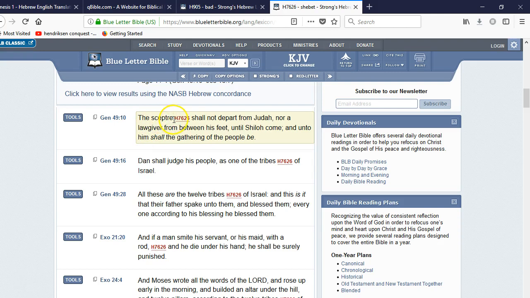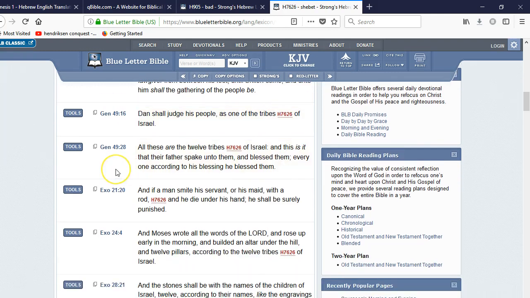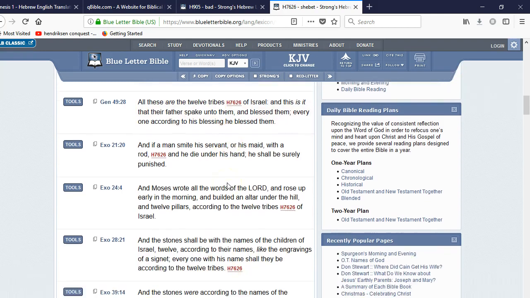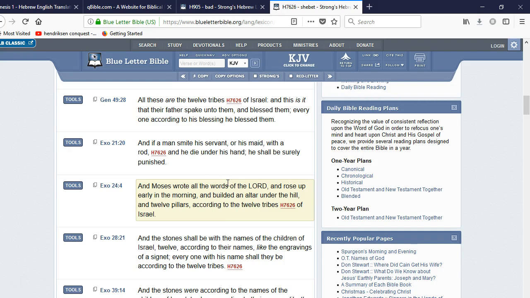Shabbat actually is translated in Genesis 49:10: "The scepter shall not depart from Judah, nor a lawgiver from between his feet." This scepter. Interesting. So it means scepter, a rod, a scepter. But in Genesis 49:16, six verses later: "Dan shall judge his people as one of the tribes of Israel." And again, Genesis 49:28, all these are the 12 tribes of Israel. What about Exodus 21:20? "If a man shall smite his servant or his maid with a rod," not a tribe, not a scepter, a rod.